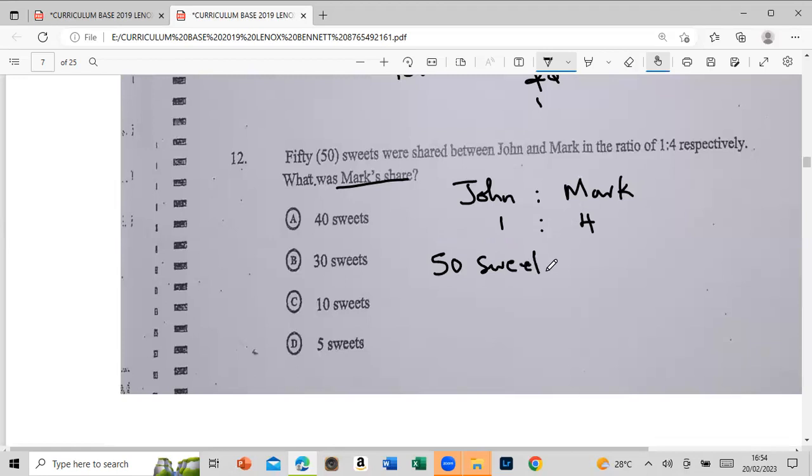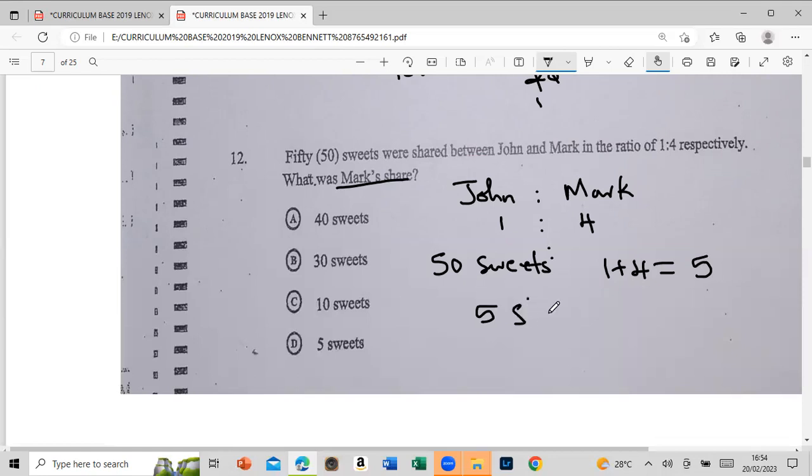So we know that Mark would have the bigger share since his is 4 times as much as John. So what we're going to do now is to simply add the ratio to get the total. This total represents the total being shared. So you have 1 plus 4, which is 5. So in all, what they're saying is that 5 shares is equal to 50.